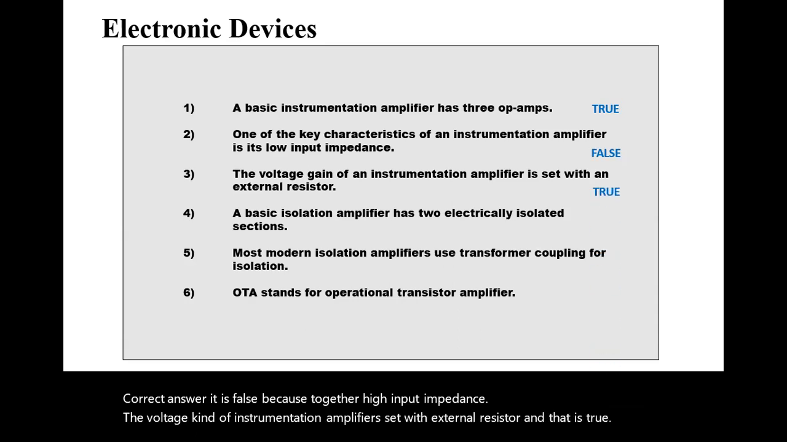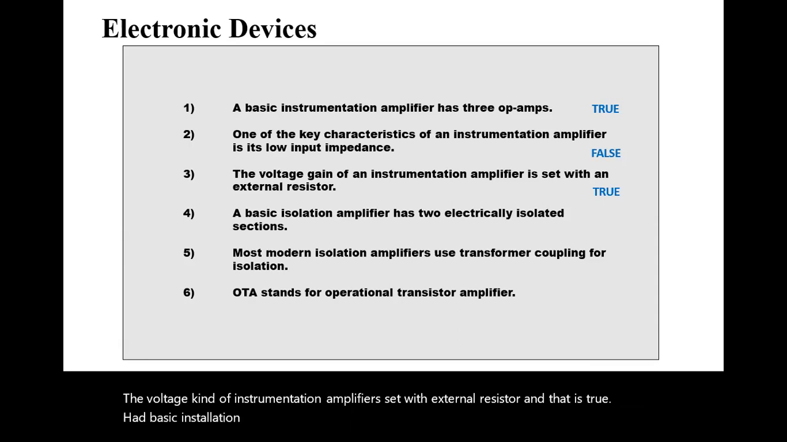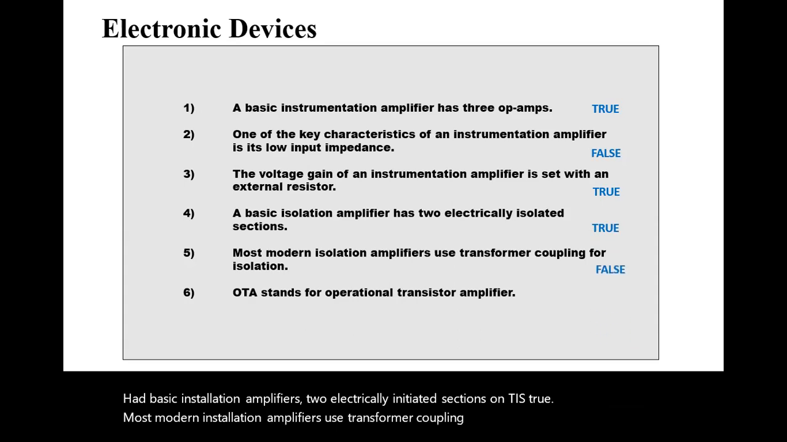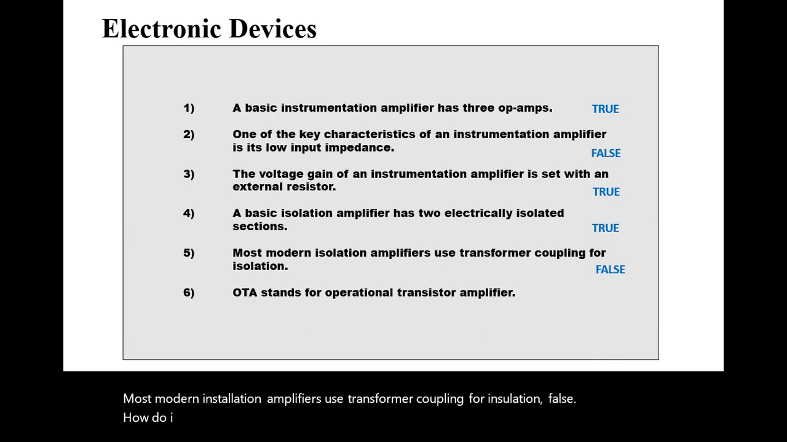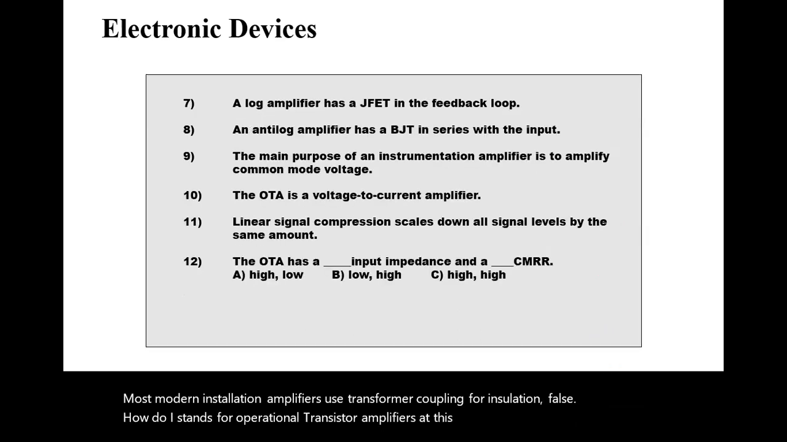The voltage gain of an instrumentation amplifier is set with an external resistor, and that is true. A basic isolation amplifier has 2 electrically isolated sections. The answer is true. Most modern isolation amplifiers use transformer coupling for isolation. False. OTA stands for operational transconductance amplifier. That is false. Number 7.